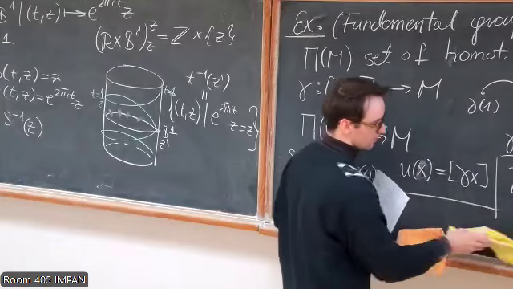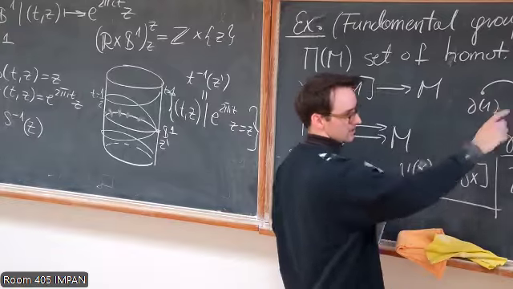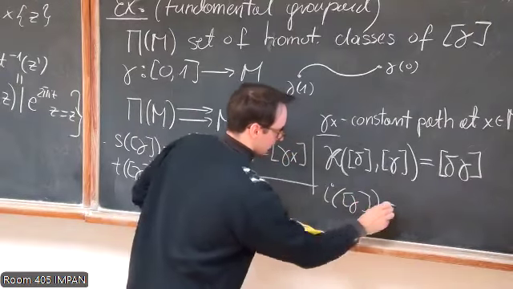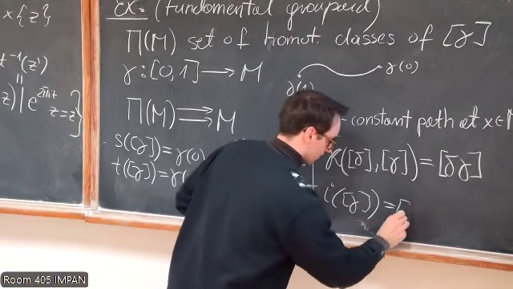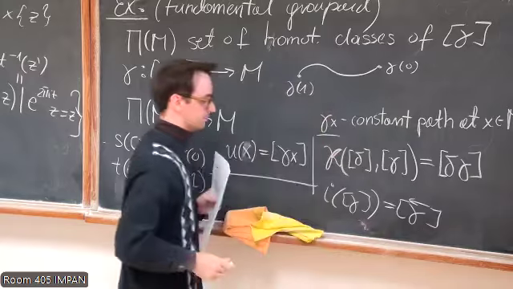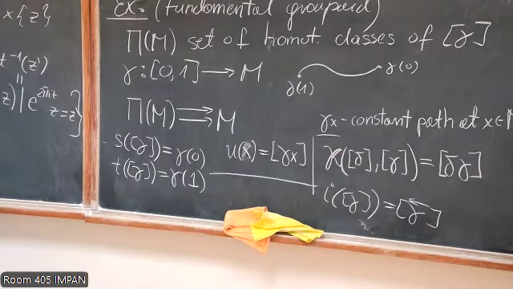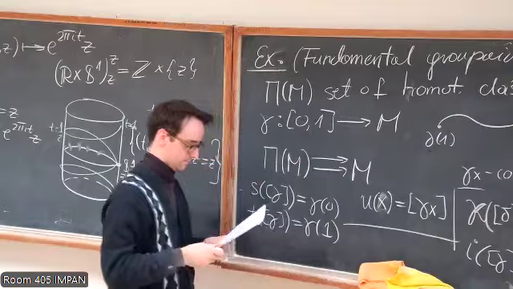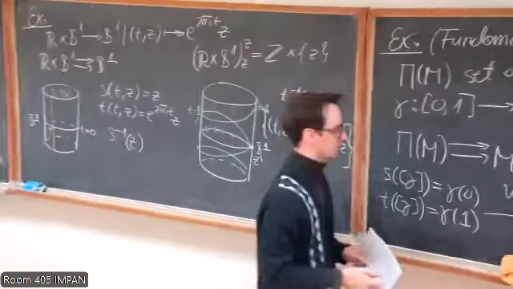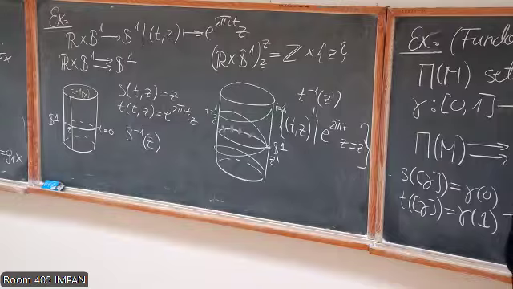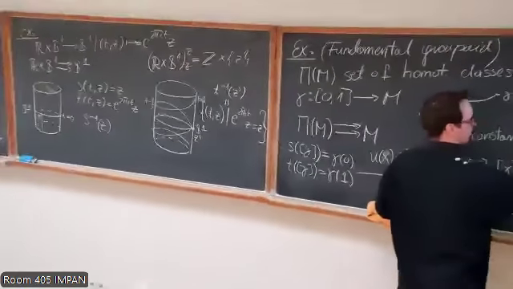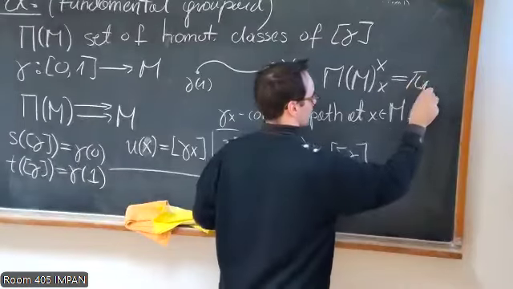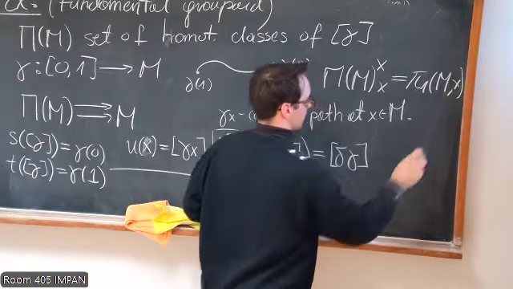Yeah, the inverse is just the reverse path, right? It starts at the path from gamma 1 to gamma 0. And of course the isotropy group at X is just a fundamental group.